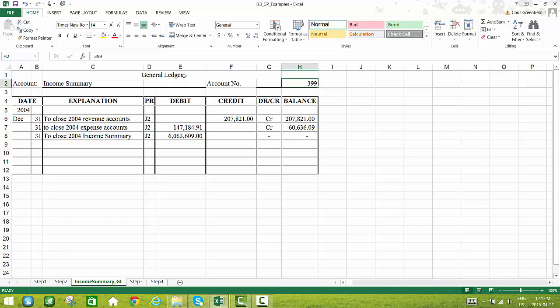And of course the title at the top is different. It's called the post-closing trial balance. Okay, and that is the end of this lesson.